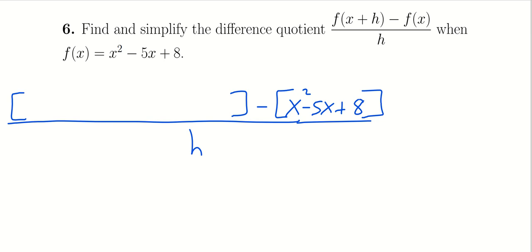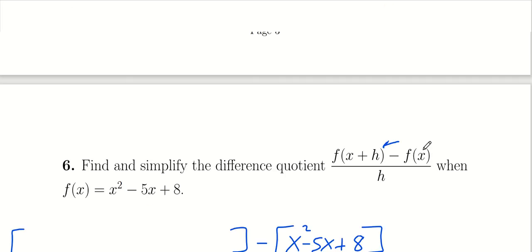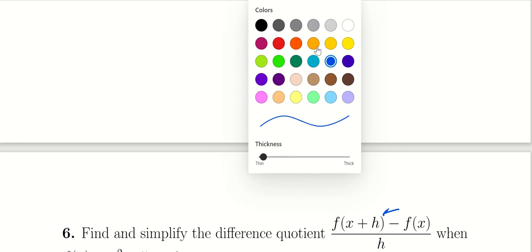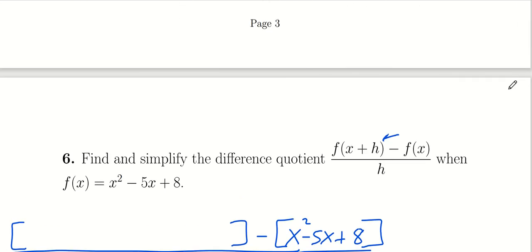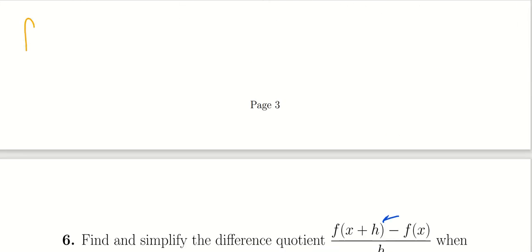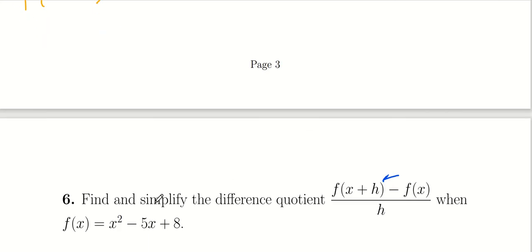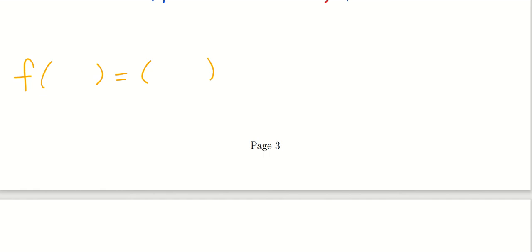And once again, a lot of the work of this problem is let's find that f of x plus h somewhere here off to the side. So our function was x squared minus 5x plus 8. Everywhere we saw the variable x, we're going to replace it with an x plus h. And now from here, we just need to simplify this.